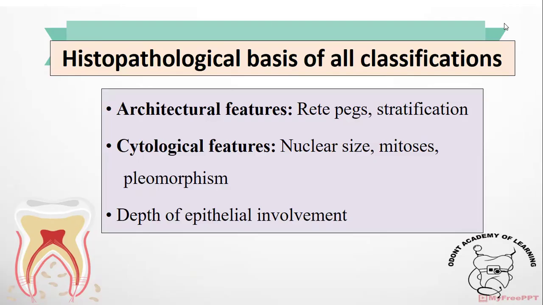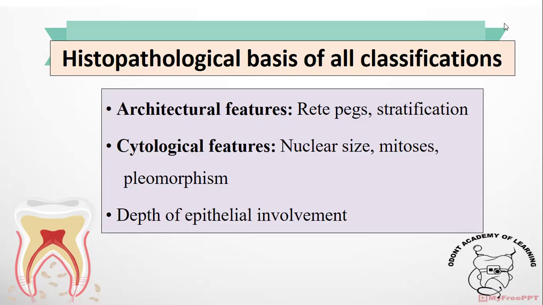That is basically three factors: architectural changes, cytological changes, and how much epithelium is involved. Architectural features broadly involve changes in the rete apex and changes in the stratification. Cytological changes include nuclear size, cell size, mitosis, pleomorphism, and changes in the nuclear cytoplasmic ratio. And the most important factor is how much depth, how much part of the epithelium, is involved. So, depth of epithelial involvement.